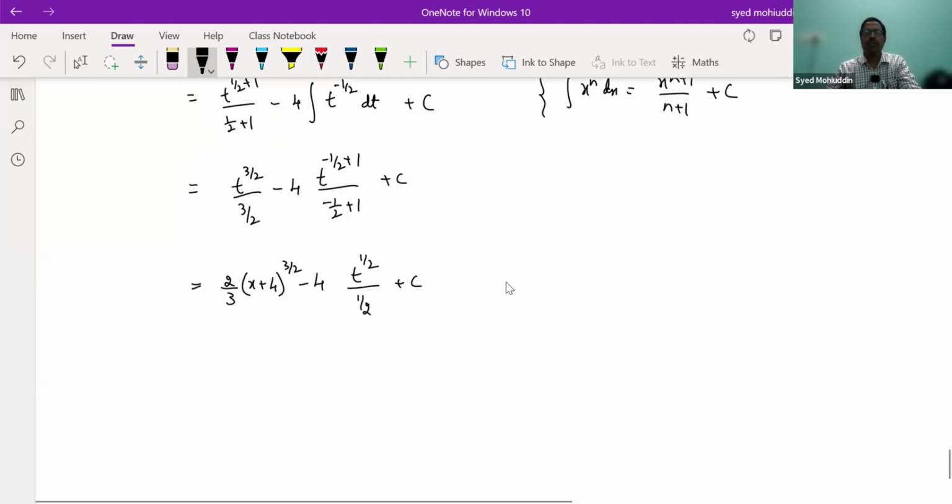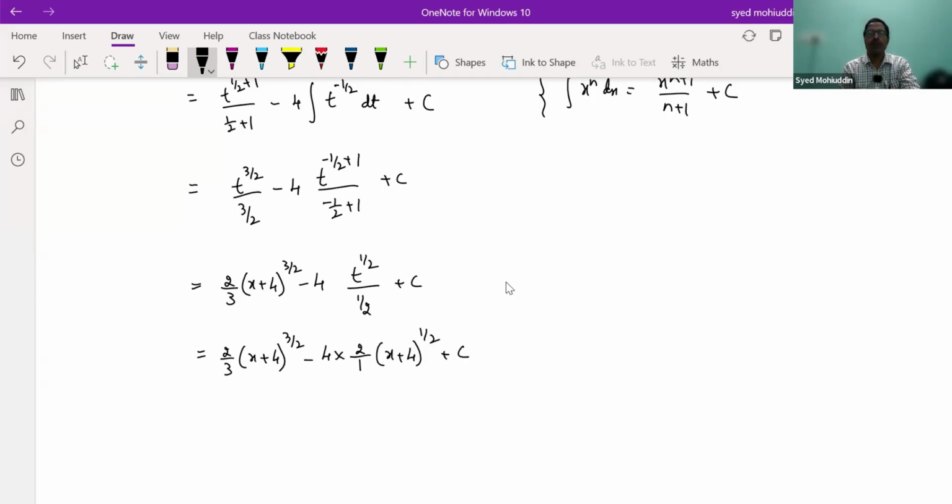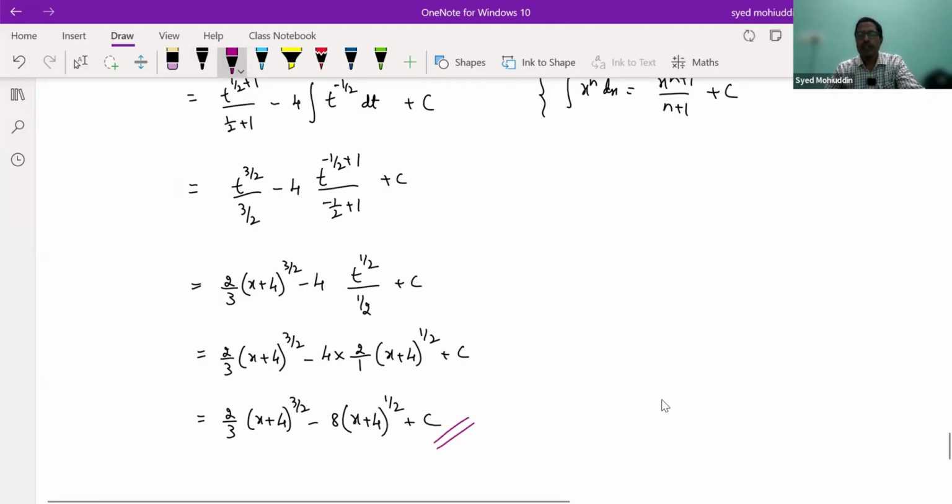Simplifying further, it is 2 by 3 into x plus 4 to the power of 3 by 2, minus 4 into half in the denominator. When it comes to the numerator, it becomes 2 by 1, and the value of t that we have taken is x plus 4 to the power of half, plus c. Or you can write 2 by 3 times x plus 4 to the power of 3 by 2, minus 4 times 2, which gives 8, into x plus 4 to the power of half, plus the constant c. So that will be the required solution. Getting this one?